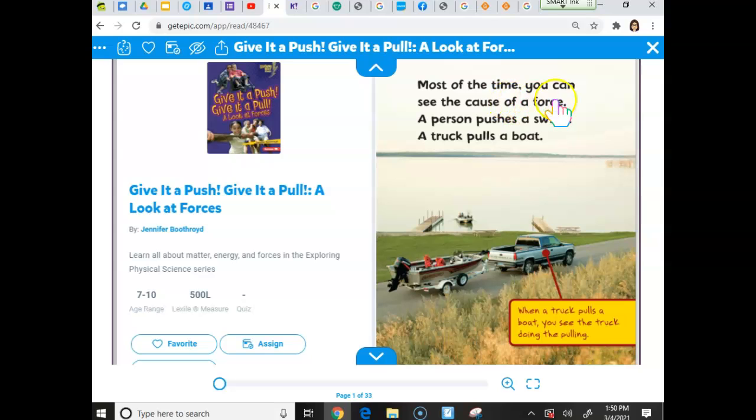Most of the time, you can see the cause of a force. A person pushes a swing, a truck pulls a boat. So we hook the boat to it and the truck pulls it. When a truck pulls a boat, you see the truck doing the pulling. You can actually see it. When a person pushes a swing, you can see their body physically doing the pushing.